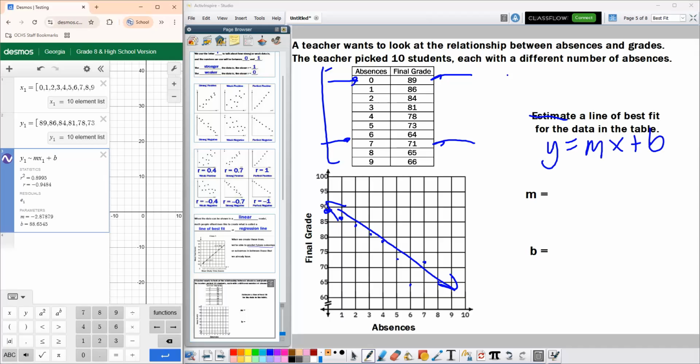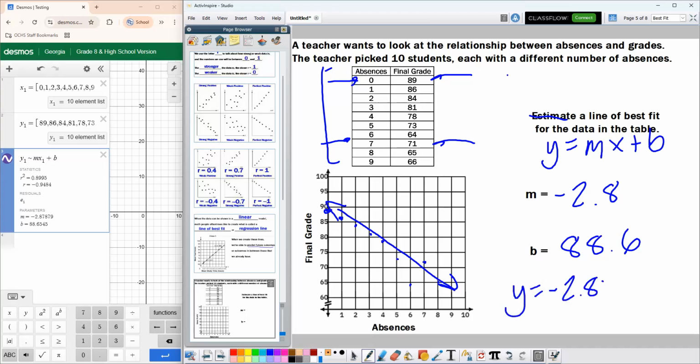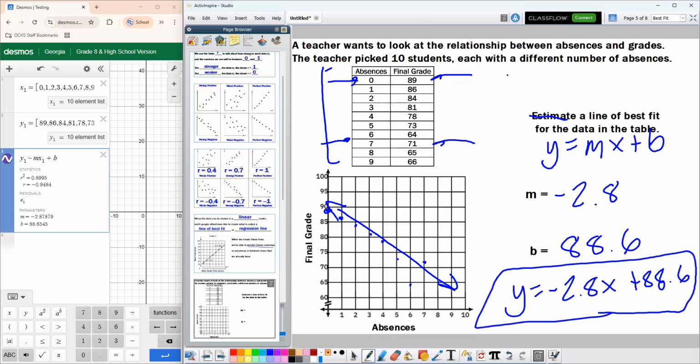Really strong negative, okay? Down here, it gives me my answers. My slope is negative 2.8, and you could call it negative 2.9, negative 2.87. I'm just going to write negative 2.8. And my y-intercept was 88.6, and you could write 88.7 if you're a snooty rounder person. So, all right, I'm going to have y equals negative 2.8x plus 88.6. And that's my answer. That is my line of best fit right there.